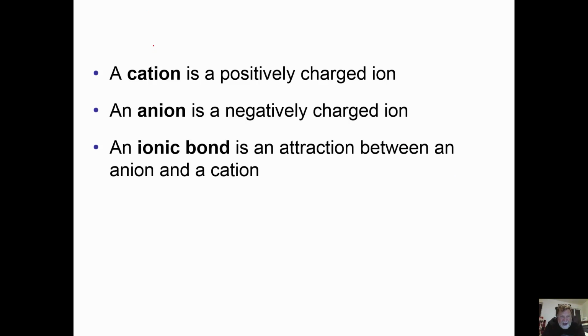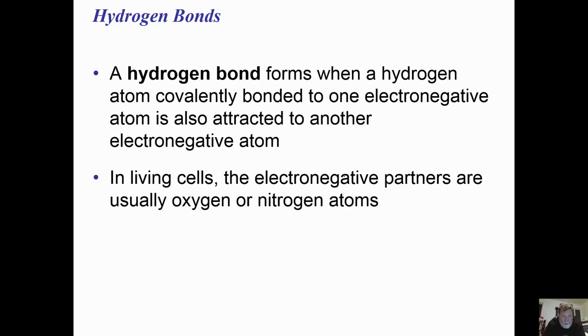Next, we will talk about ions, charges that a molecule can have. A cation is where it has a positive charge, and an anion is where it has a negative charge. An ionic bond is one where we have a full positive charge and a full negative charge, and those two will stick to one another, and it's a very, very strong bond.